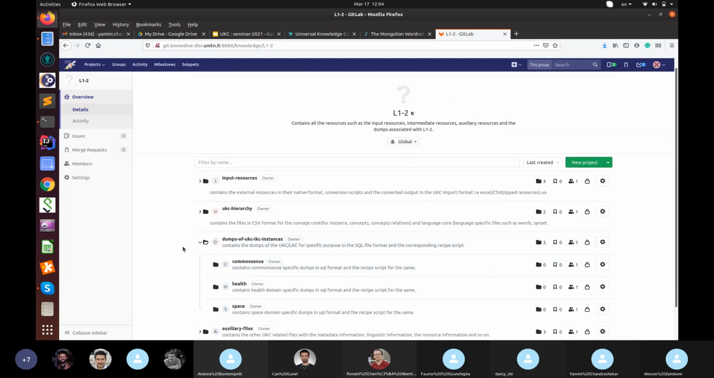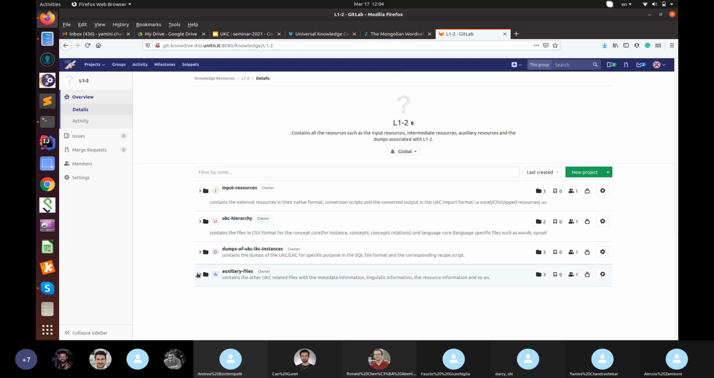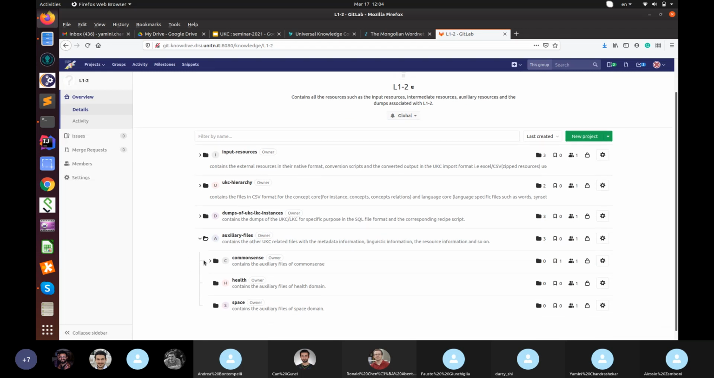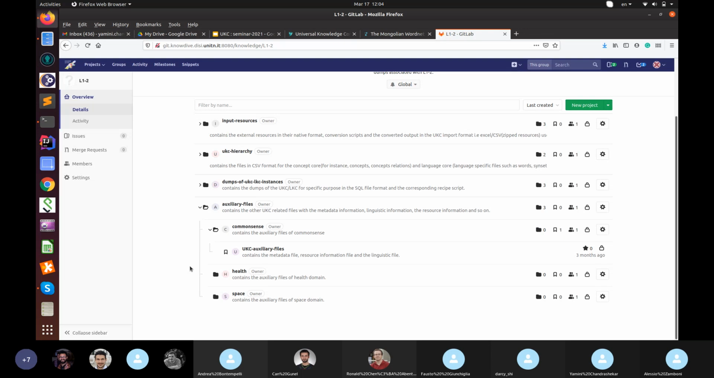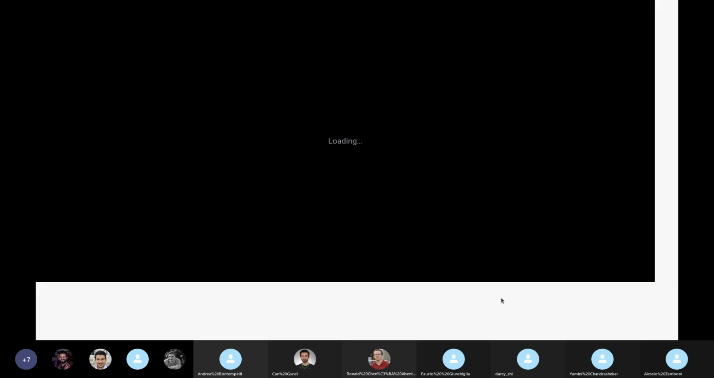In the third component, the idea is to have the dump in SQL format, independent for each particular project as per the requirement of the resource. And the final layer is the auxiliary files, which provide support like the metadata files or the mapping files that help us map the IDs of the external resource to our own resource. So, continuing with the presentation.